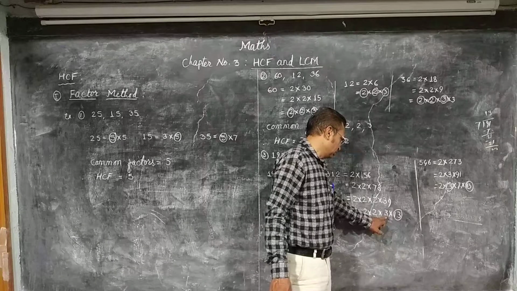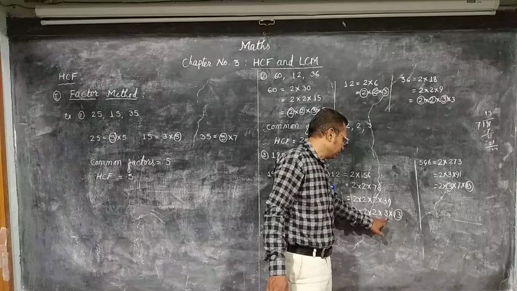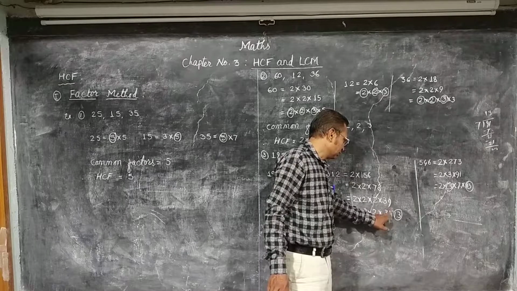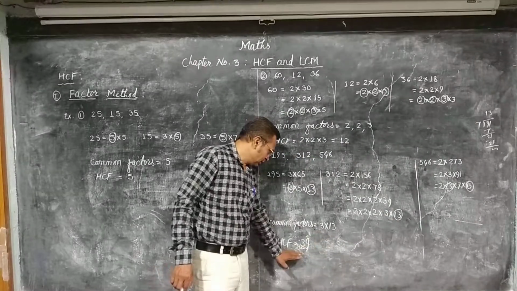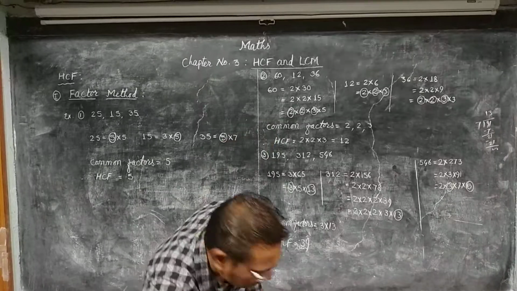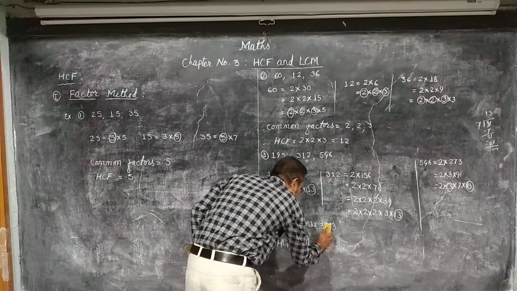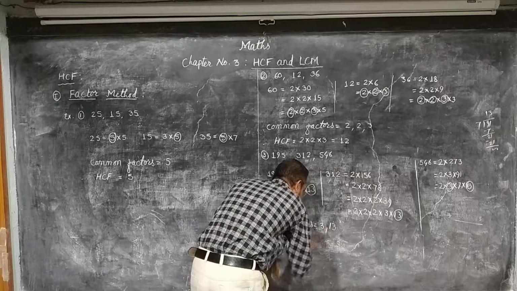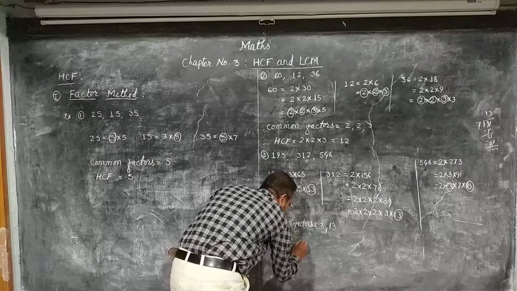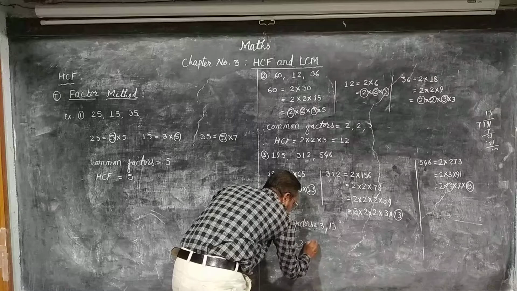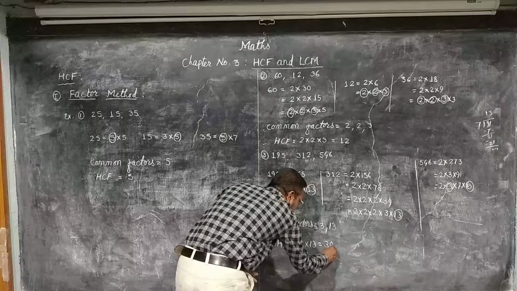Now, 39 can be divided by 3. 3 plus 9, 12. 3 1s are 3, 3 3s are 9. Therefore, common factors are 3 and 13, and therefore, the multiplication of the common factors means HCF: 3 into 13 is equal to 39.